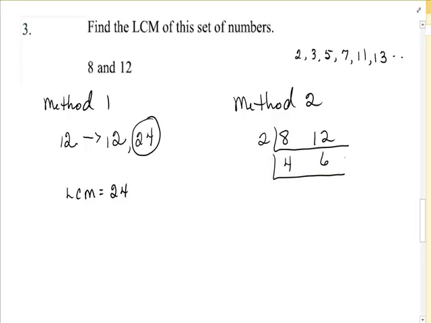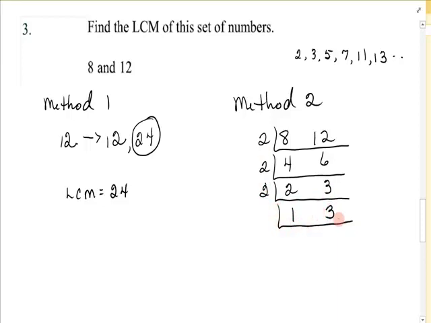Will 2 go into either one? It doesn't have to be both, but yes. 2 goes into 4 2 times, 2 goes into 6 3 times. Will 2 go into either one? Yes. 2 goes in there once. It doesn't go into 3, but that's okay. I bring the 3 down.